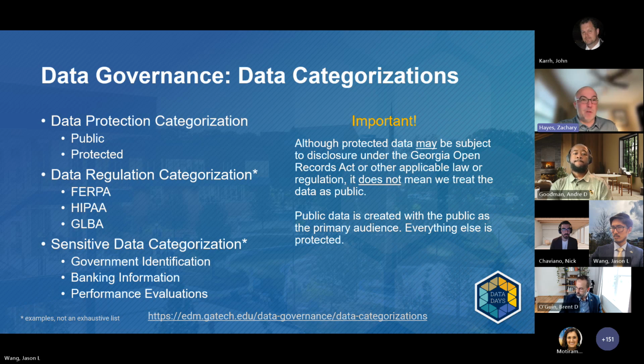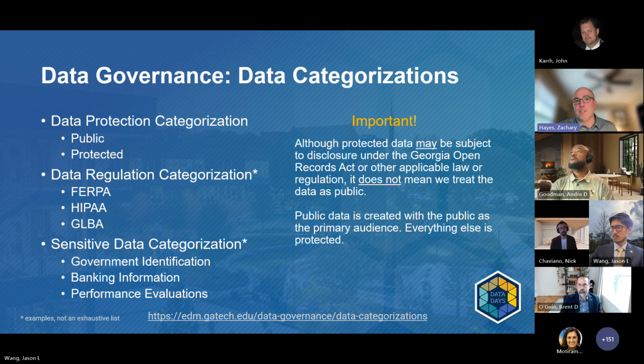So that really means most of Tech's data is protected. We don't create or collect data for the public. We have things like websites and newsletters and other artifacts that, sure, those are created for the public. But everything else is really for Georgia Tech business, and that is protected data. It is important to recognize that although protected data may be subject to disclosure through, like, the Georgia Open Records Act, it doesn't make that data categorized as public.